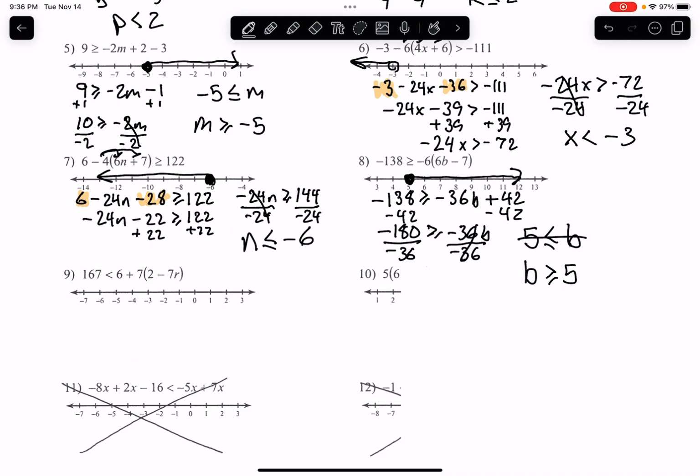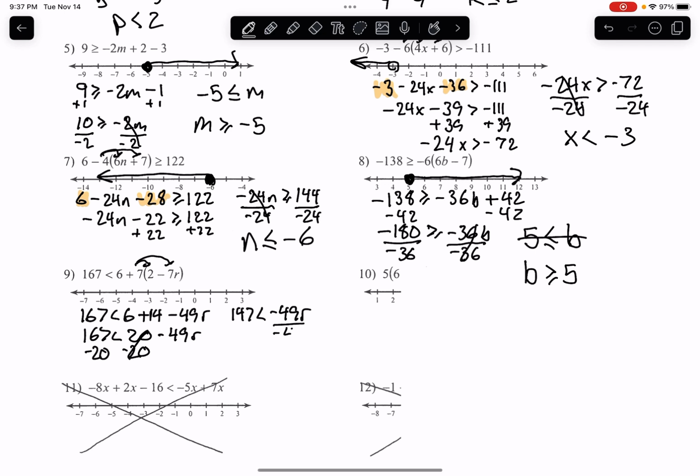And the last one here, going to distribute and distribute. So 167 is less than 6 plus 14. And then 7 times negative 7r is minus 49r. 167 is less than, looks like 20 minus 49r. Minus 20, minus 20. And we'll have 147 is less than negative 49r.